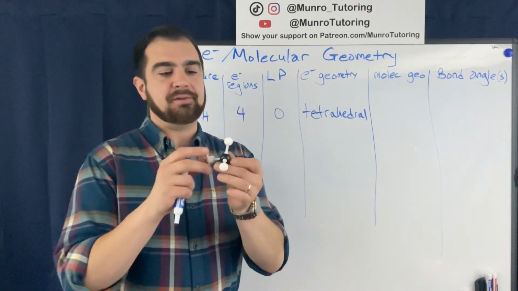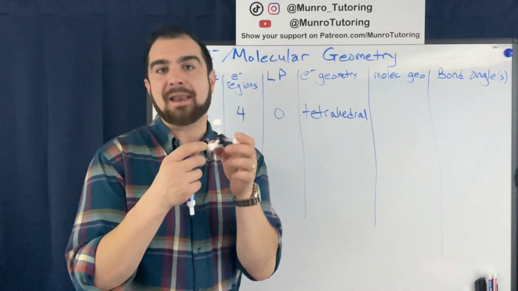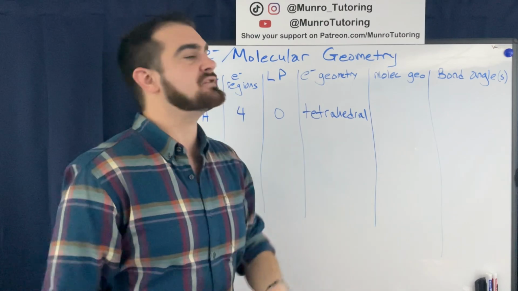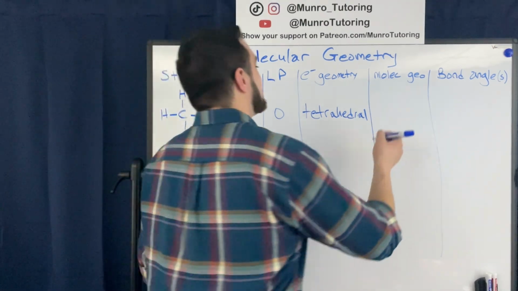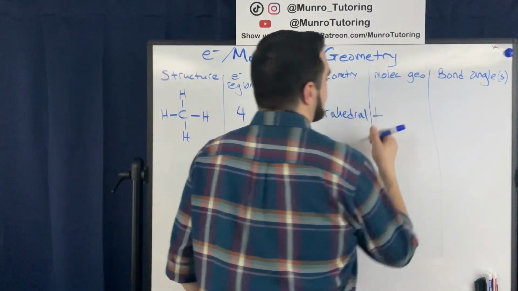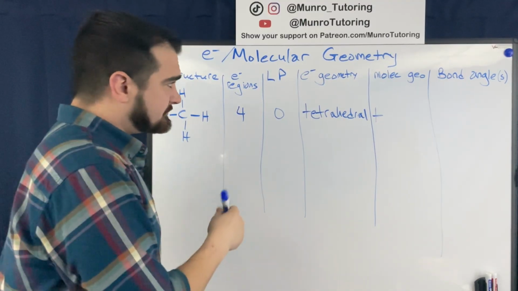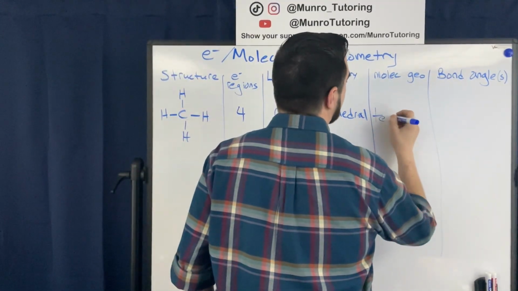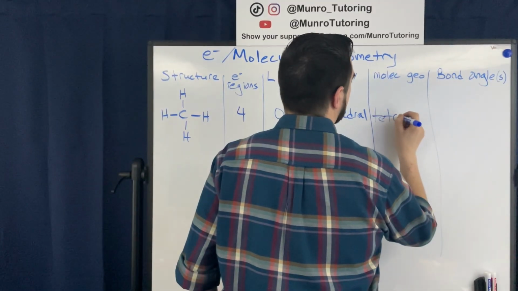It's the same thing, right? Because all 4 electron groups are atoms bonded to the central atom. So electron geometry and molecular geometry are both tetrahedral. This will make more sense as I continue doing the examples here. So just bear with me for a moment, okay? So electron geometry and molecular geometry are both tetrahedral.